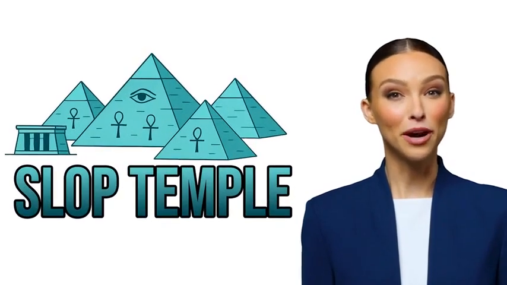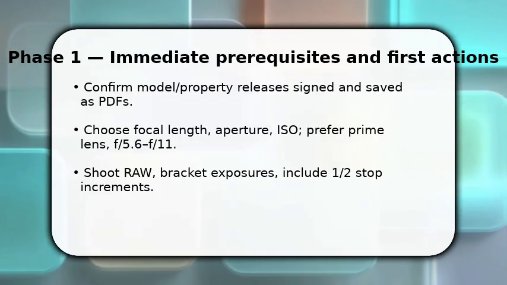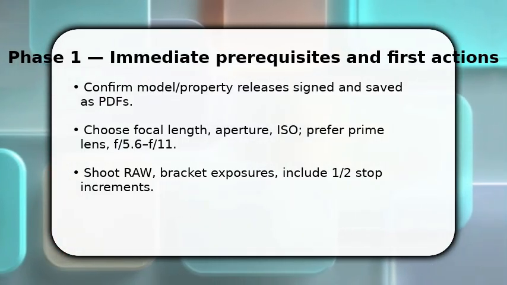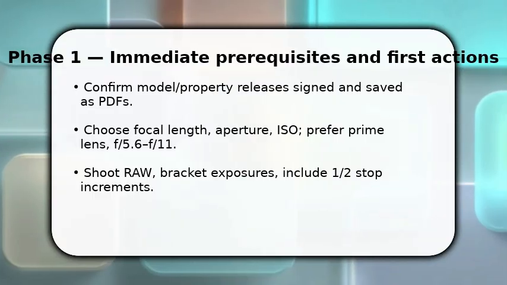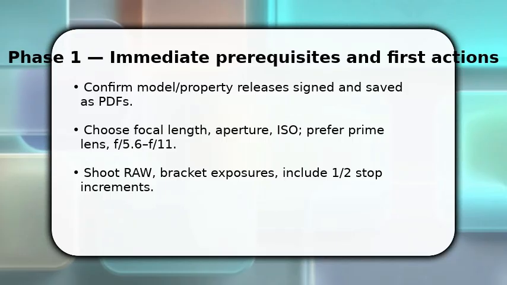We pray this video helps. You start by securing legal assets and technical choices. Get model or property releases signed now and save them as PDFs. Then set your camera to RAW, choose a lens and aperture, aim for f/5.6 to f/11 for general sharpness.